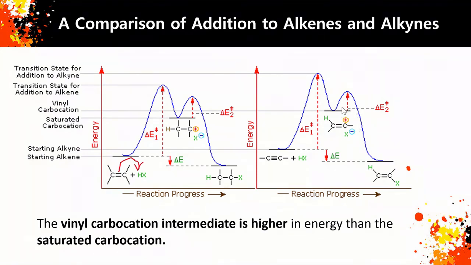So we have our vinyl carbocation intermediate, and if we look at the relative energy, it's higher in energy than our saturated carbocation. So that obviously means that the saturated carbocation is more stable than the vinyl carbocation seen here.